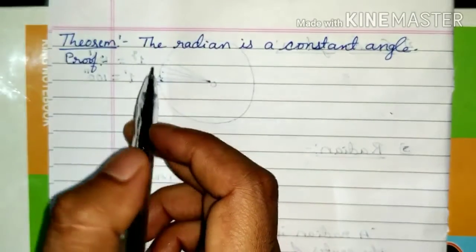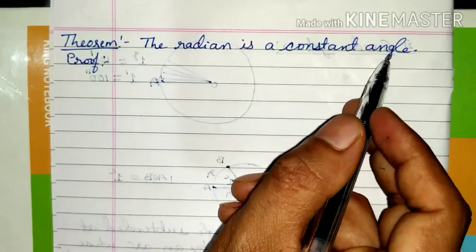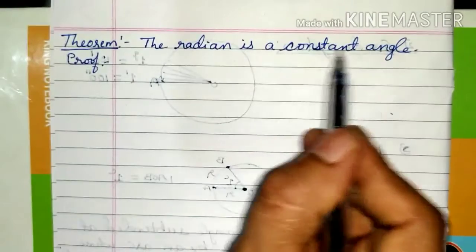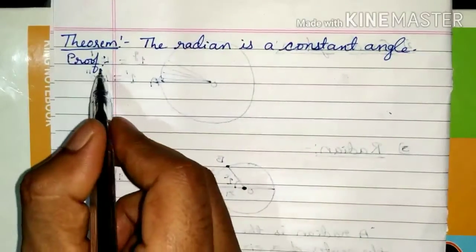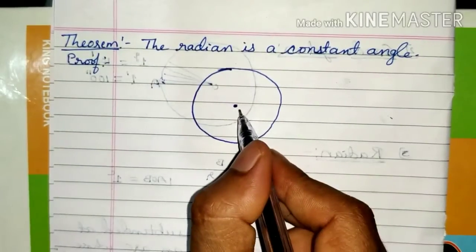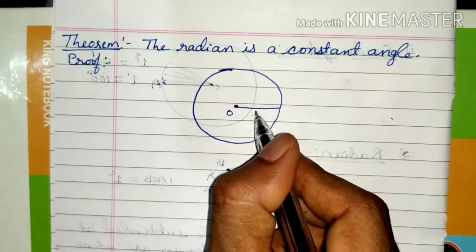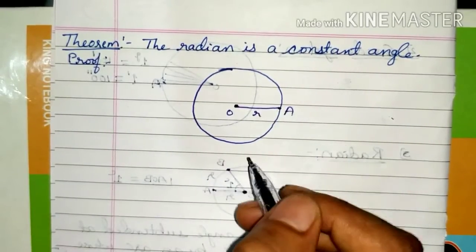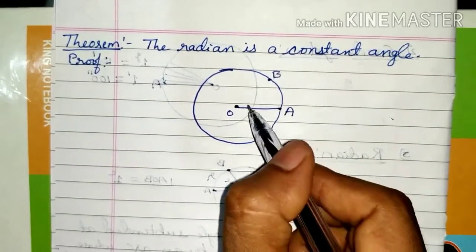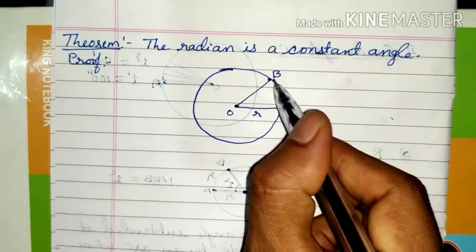This is the theorem: the radian is a constant angle. In the examination they may ask you to prove that the radian is a constant angle. Let us see the proof. First you have to draw a circle. Let us consider a circle with center O and radius r. Let this point be A. Then consider a point B somewhere here, and join O and B such that its measure is also equal to r.